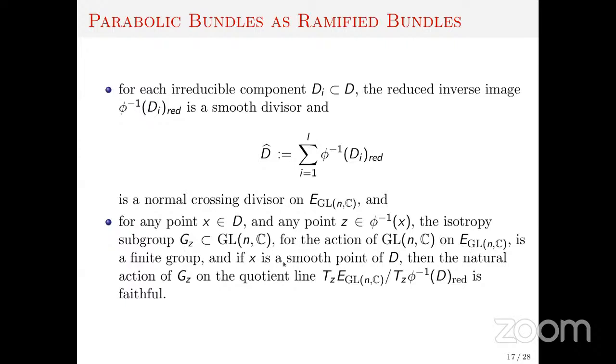And if x is a smooth point of D, then the natural action of the isotropy group on the quotient line bundle, the tangent space of the total space at the point z, quotiented by the tangent space of the reduced phi inverse of D at z, is faithful. So these are the 5 conditions one has to satisfy to call it a ramified bundle. This is called ramified because it's almost like a principal bundle outside the ramification divisor.